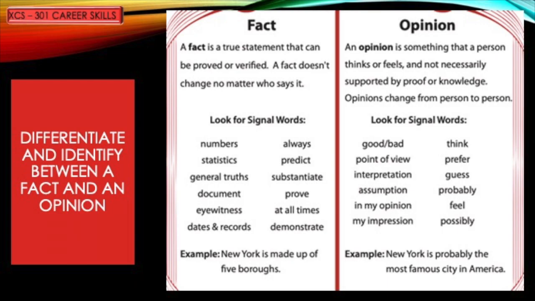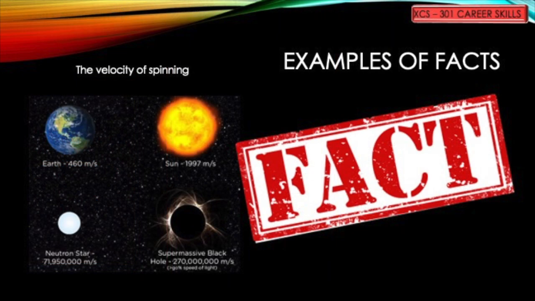Now let's look at some examples. If I were to ask you the velocity of spinning of Earth, you can verify this irrespective of what you think or where you are present at the moment. The velocity of Earth at any given point of time will be 460 meters per second. Similarly, there's the velocity of spinning of the sun, of a neutron star, and of a supermassive black hole.